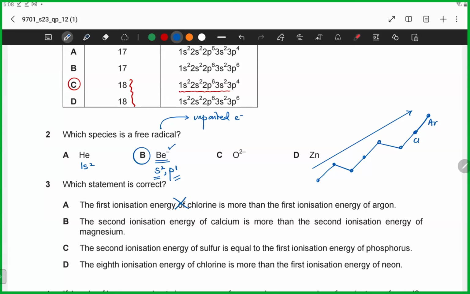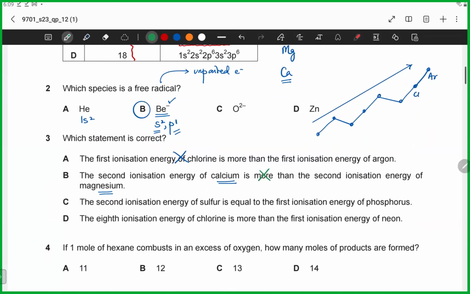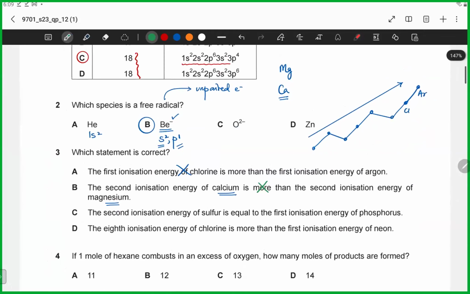Achha, the second ionization energy of calcium is more than the second ionization energy of magnesium. Now, these two are in the same group. Magnesium is on top and calcium is the lower one, right? It's going to be easier to remove electrons from calcium. Why? Because of more shielding, and the distance is going to be bigger as well. So easy hoga, so it's not going to be more. Okay, so it won't be calcium.